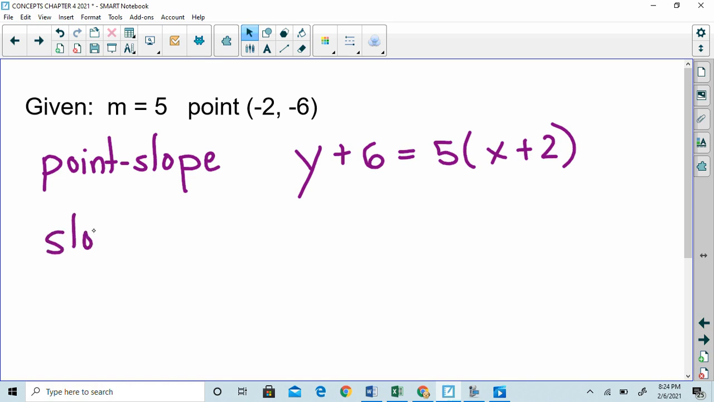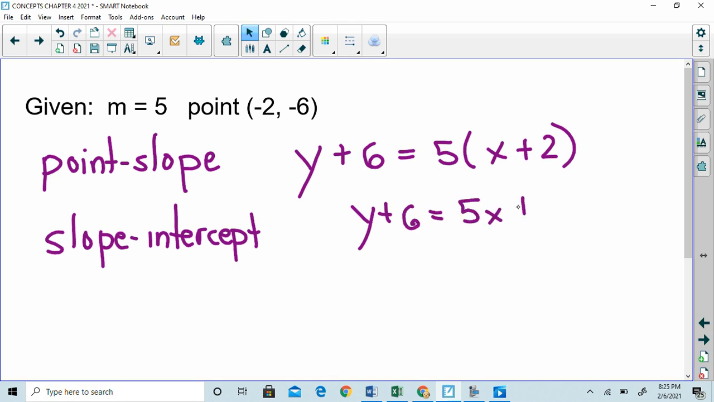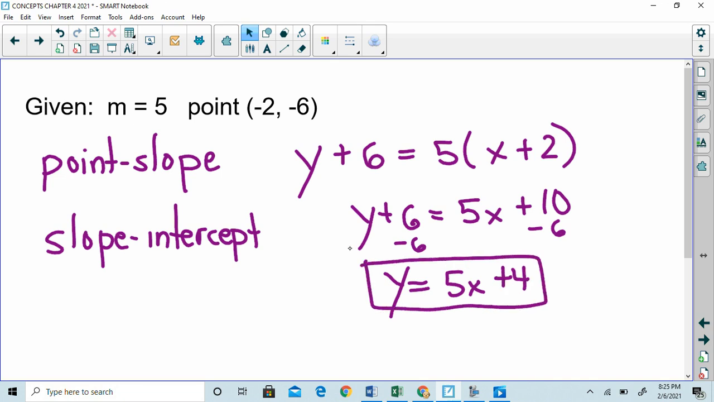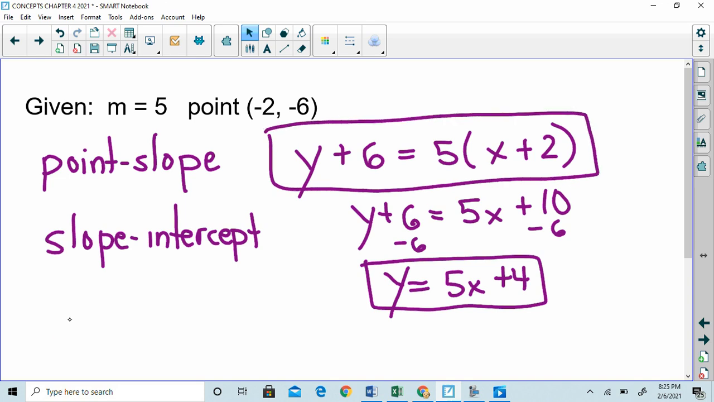Slope intercept is my next. What will I do? I'll distribute. I'll subtract 6 to isolate y. And here is y is equal to 5x plus 4. Slope intercept. Lastly, let's do standard.